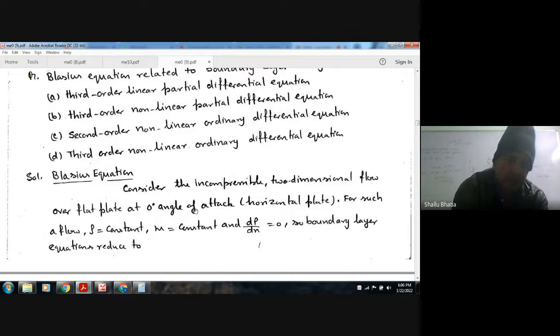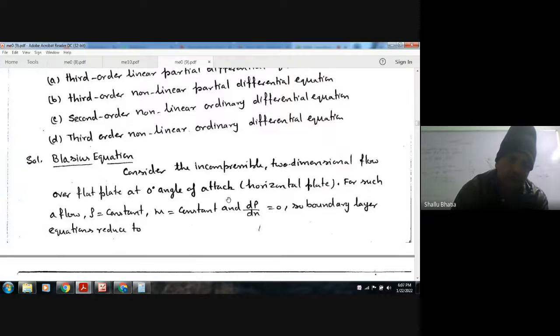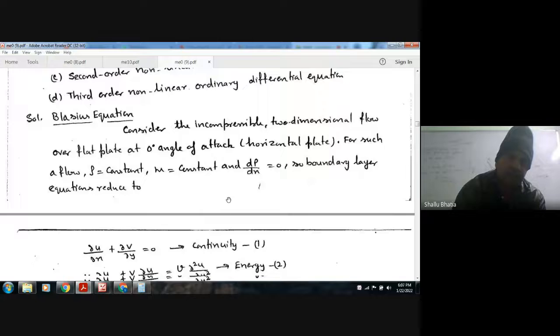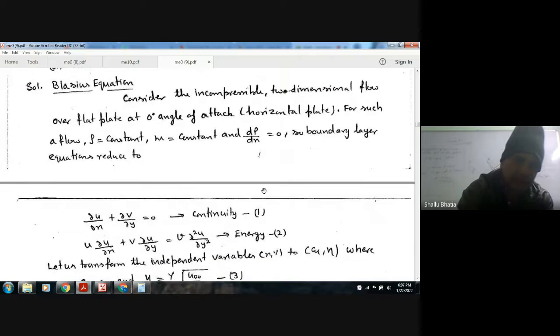The Blasius equation is derived by Blasius. An incompressible fluid is flowing in a two-dimensional flow over a flat plate with zero angle of attack. As the flow is incompressible, rho is constant, and we assume that viscosity is also constant and there is no pressure variation along x, so dp by dx is 0.